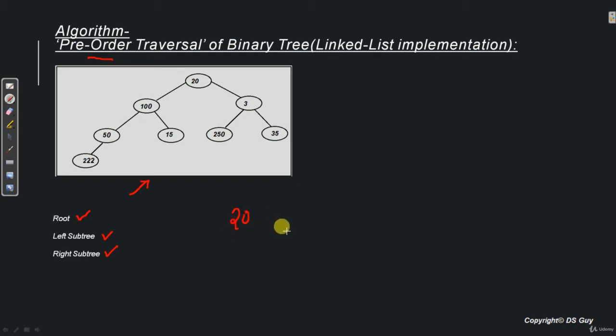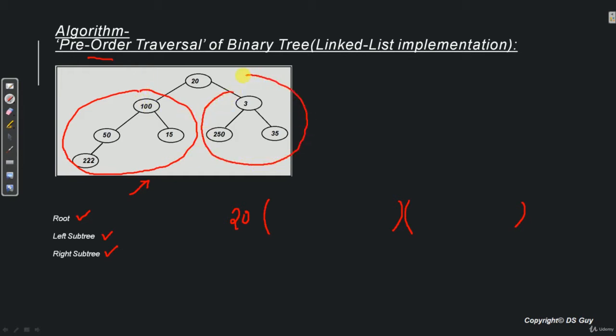Then we have to visit the left subtree. Now we have to put a left subtree here. And then we will visit the right subtree. So we'll put right subtree here. Now what is left subtree? Left subtree is basically this subtree over here. And the right subtree is this subtree over here.